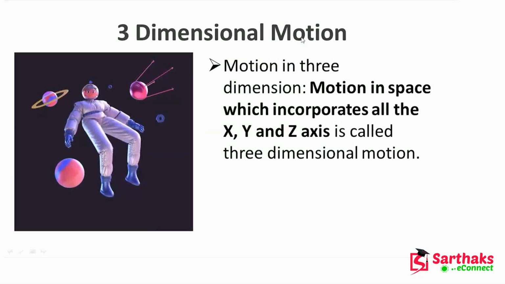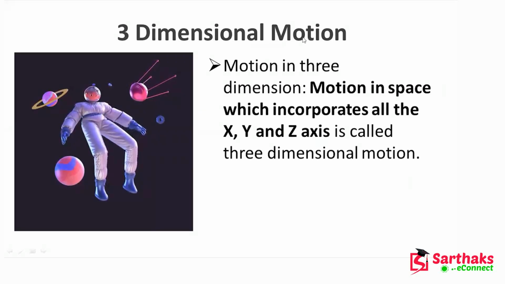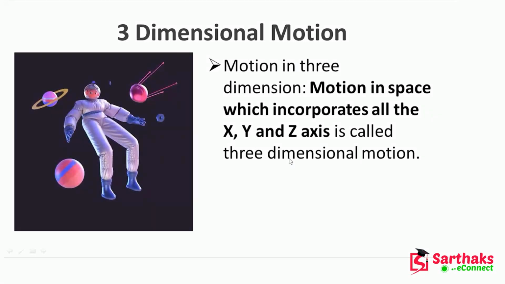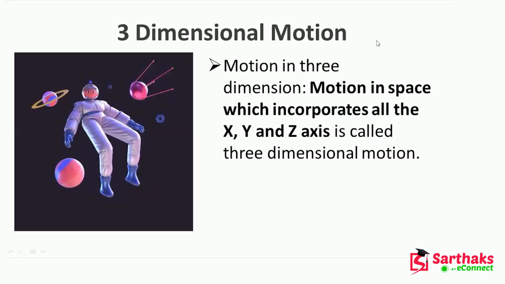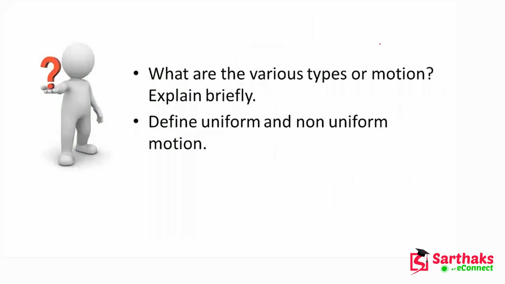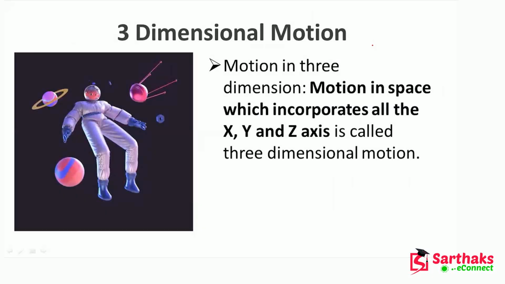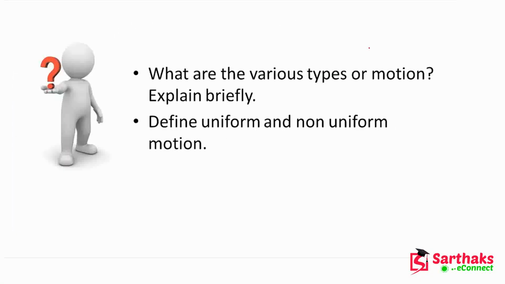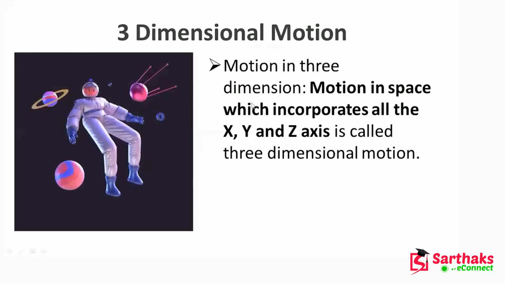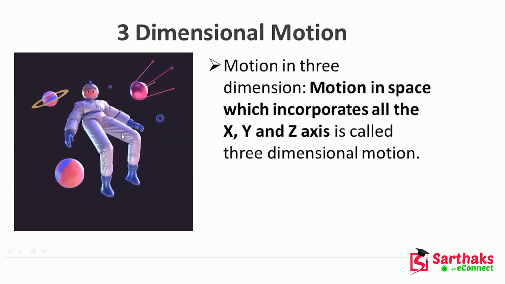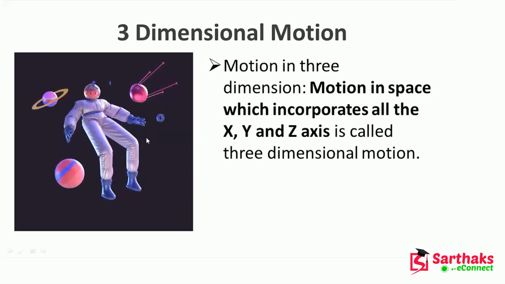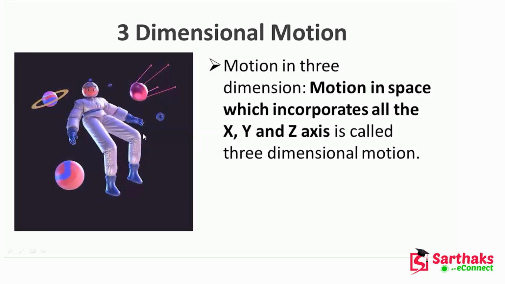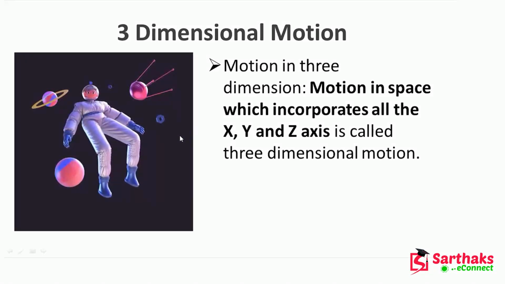Now three-dimensional motion is a very interesting picture. You can see that whenever you have motion in space, at that time you have motion along the x-axis, y-axis, and z-axis, along these three axes. So this is the three-dimensional motion.